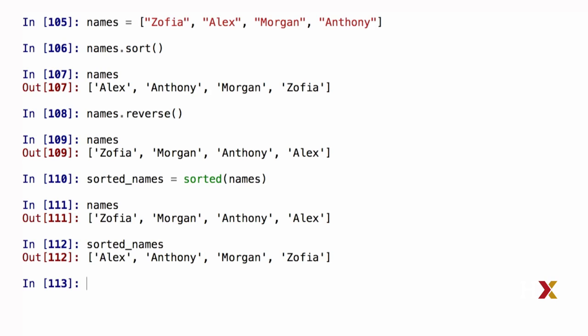Finally, if we wanted to find out how many objects our list contains, we can use the generic sequence function len. So we can type len names, and Python tells us that our list contains 4 objects.